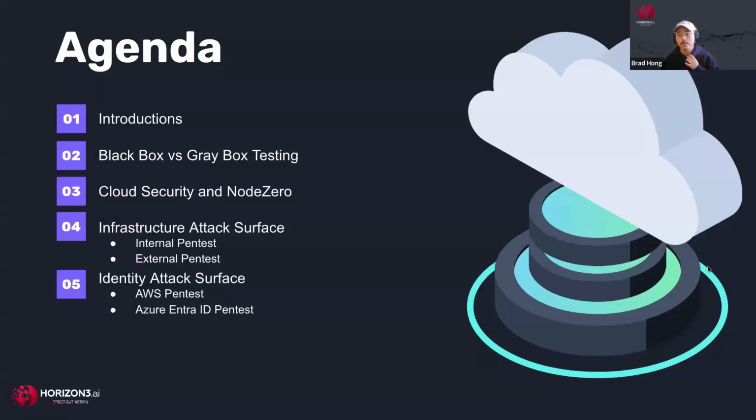For today, we're going to go over some introductions and a high-level overview of the company itself. We're going to cover a little bit of the difference between black box and gray box testing, as well as utilizing different perspectives to get the most comprehensive approach to pen testing autonomously. Then we'll focus more centrally on cloud security and how to take that comprehensive approach using Node Zero. And then we'll finish with discussions and use cases about infrastructure attack surface from the internal and external pen test, as well as showing you the AWS and the Azure Entra ID pen test directly in Portal from the very attack team engineers who built the content.